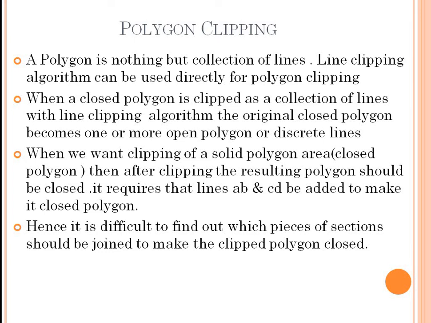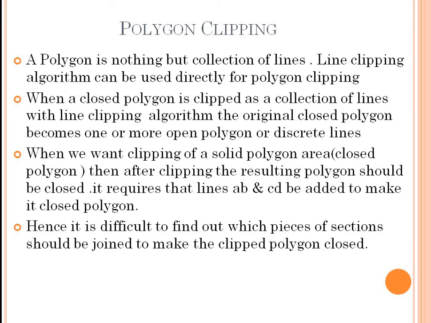The line clipping algorithm can be used directly for polygon clipping. In the line clipping algorithm, we check the conditions. If the line is outside the boundary, then no clipping is required. If the line is inside the clipping boundary, then there is no need to clip that line. If one point is inside and one point is outside the boundary, then we need to clip that line. According to the algorithm, there are conditions to clip that line.